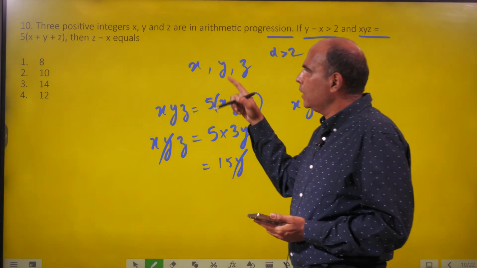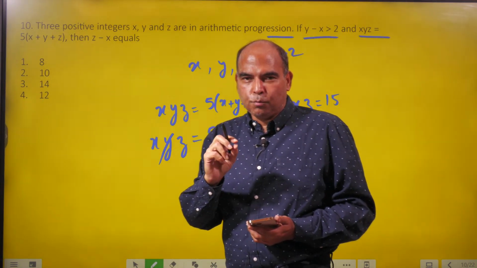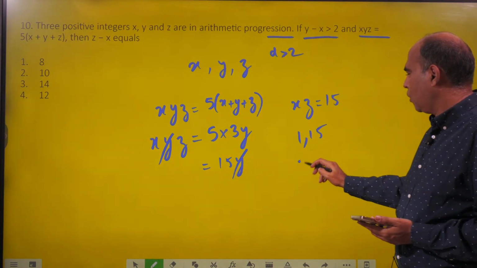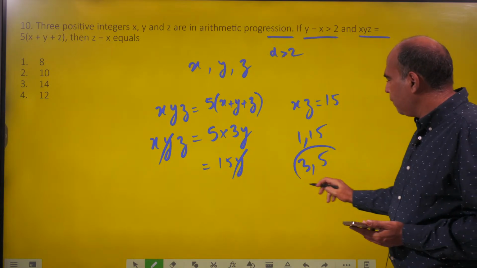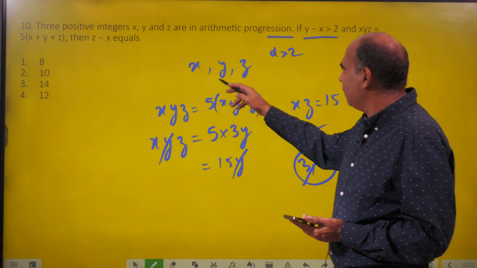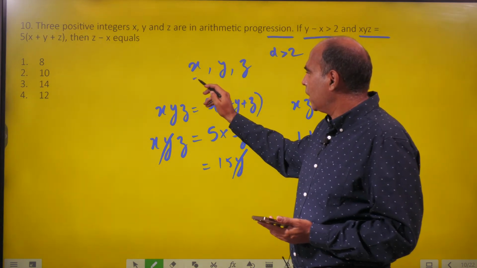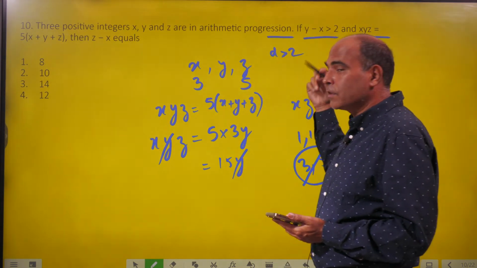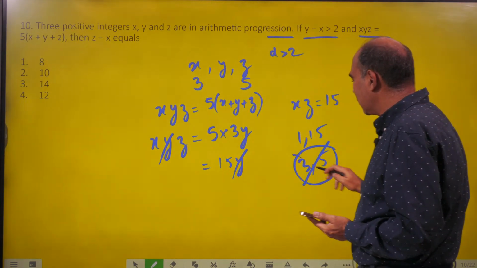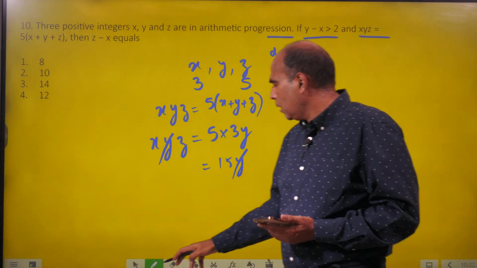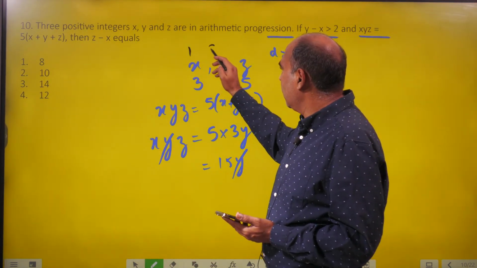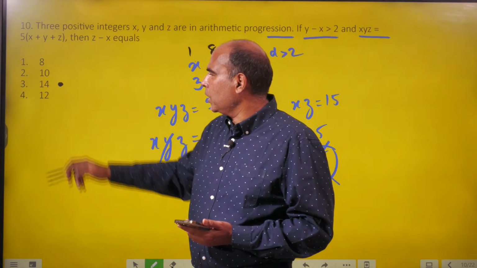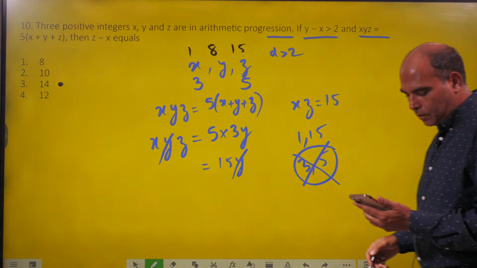And they have told us very clearly that x, y, z are positive integers. So two positive integers whose product is 15. There are only two options, 1, 15 or 3, 5. But it cannot be 3, 5. We can reject this because they are in AP with a common difference more than 2. If I fix this as 3 and this as 5, y will become 4, and the common difference is only 1 in that case. So we reject this, and that means the three numbers in this case are 1, 8 and 15. They are asking us z minus x. The value of z minus x has to be 14. So option 3 is the right answer here.